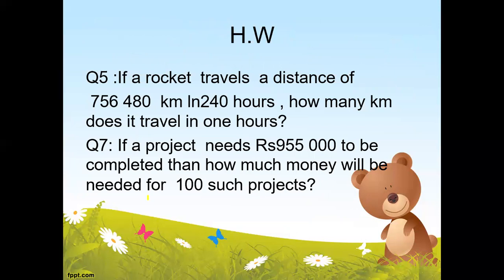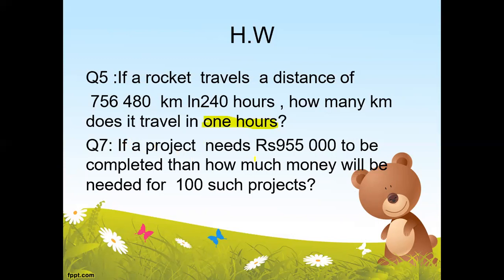Now question number 5 and question number 7 are your homework. If a rocket travels a distance of 756,480 kilometers in 240 hours, how many kilometers does it travel in 1 hour? So we want to calculate about 1 hour and we know about 240 hours. So if we want to calculate about 1 hour, it means that we will do the division here.